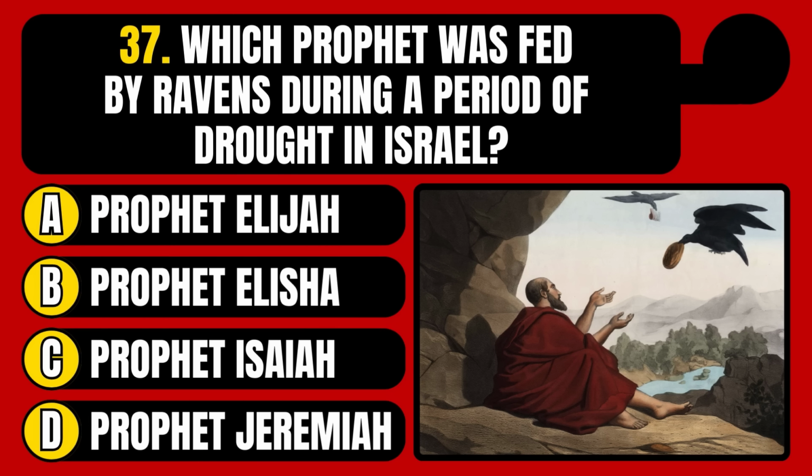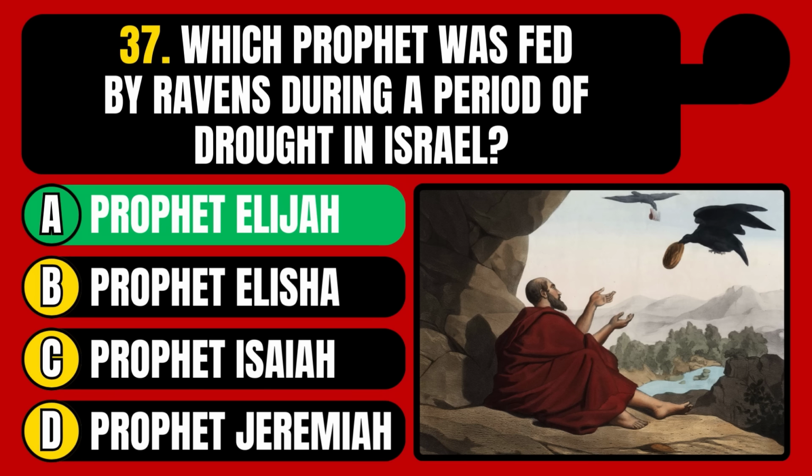Which prophet was fed by ravens during a period of drought in Israel? Prophet Elijah, Prophet Elisha, Prophet Isaiah, or Prophet Jeremiah? The correct answer is option A, Prophet Elijah.